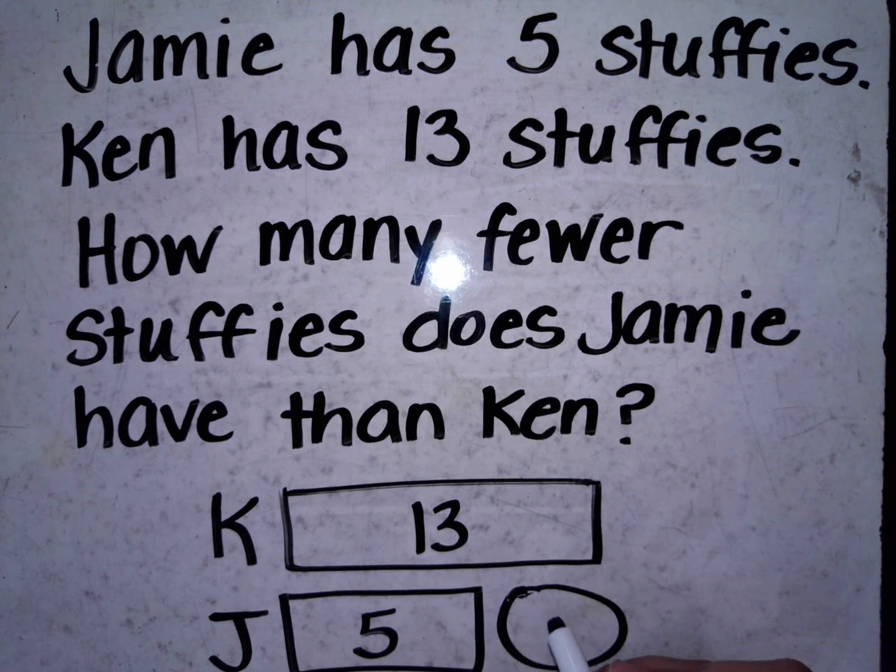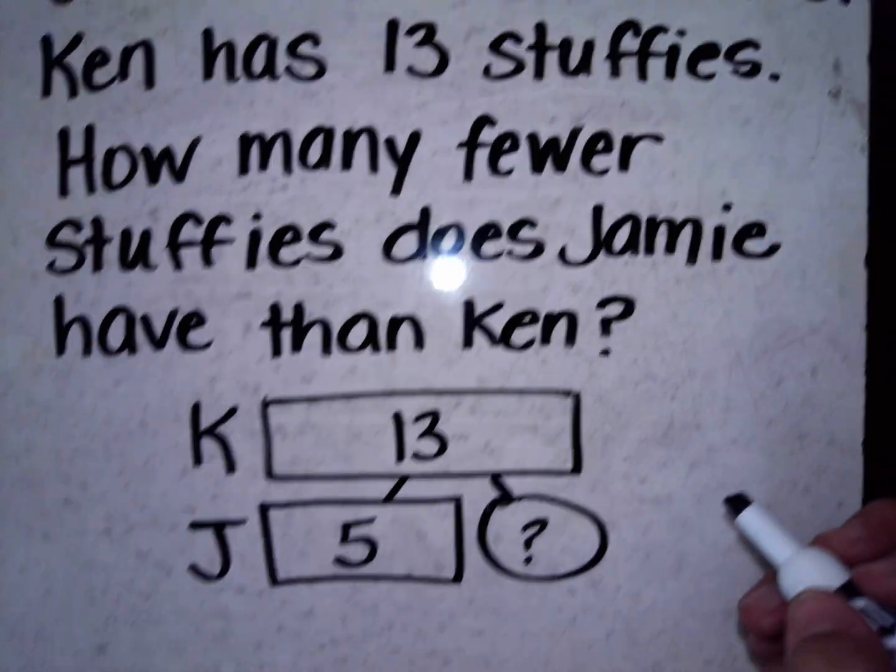And I'm trying to figure out how many fewer stuffies does Jamie have than Ken. So my change is unknown. I don't know how many fewer she has. So that's what I'm trying to figure out. Then I can solve this.